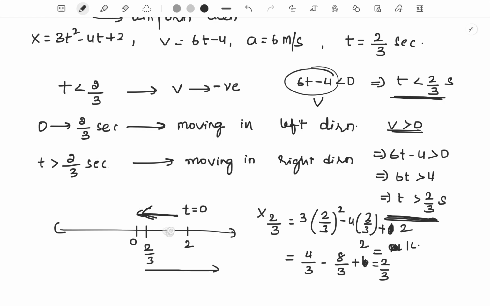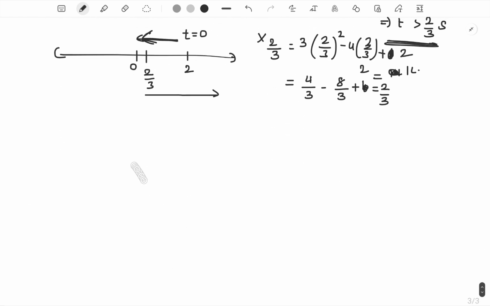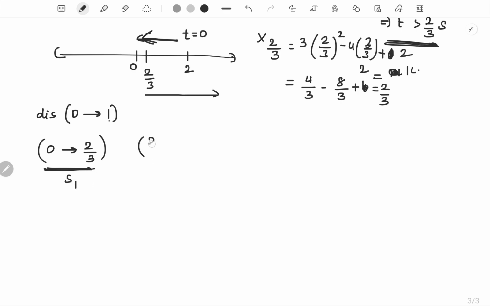So how to calculate distance in the interval 0 to 1? So let's break it apart into pieces. First let's focus on the interval 0 to 2 by 3. In 0 to 2 by 3, there is no change in direction of motion. So the distance traveled in this interval is equal to the magnitude of displacement. Let's call it S1. And then from 2 by 3 to 1 second, the body is always moving in the right direction because it has a positive velocity. So in that interval also, direction of motion is not changing.